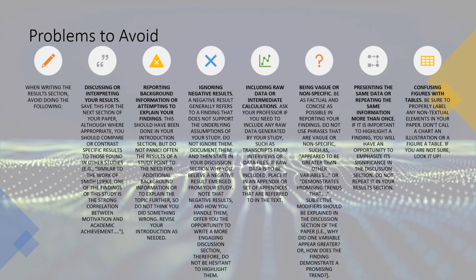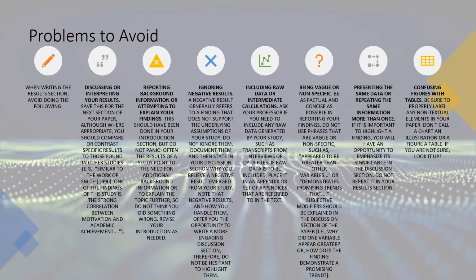This results section is not about how you compiled your data or what all those data were. Instead, it's a summary of the important findings. Avoid being vague or non-specific. Get to the point. Avoid wandering phrases like "appeared to be greater than other variables" or "demonstrates promising trends." Just say, what did it find? Avoid presenting the same data or repeating the same information more than once. Just provide your information clearly and straightforwardly, and then we will be able to see your results. Later you can discuss them in more detail.